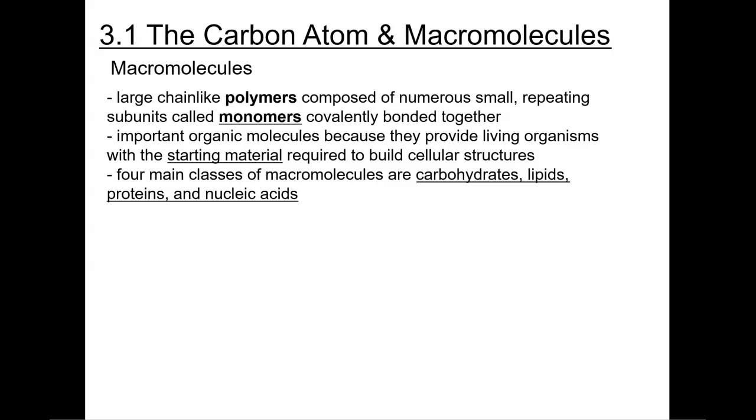So macromolecules are large chain-like polymers that are composed of numerous small repeating subunits called monomers, covalently bonded together. Poly means many, mono means one. So these polymers are made up of these single units that are bonded together. It's very important in organic molecules because they provide living organisms with the starting material that's required to build cellular structures. There are 4 main classes of macromolecules that we talked about: carbohydrates, lipids, proteins, and nucleic acids.